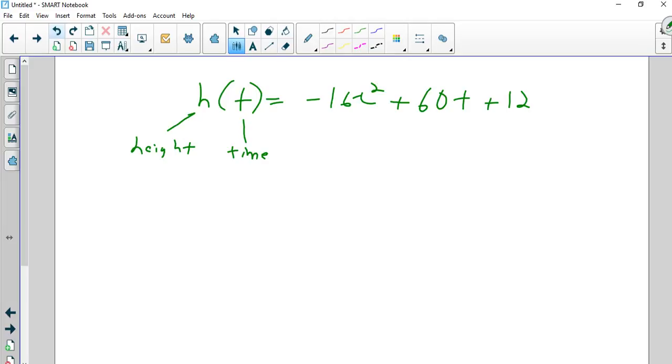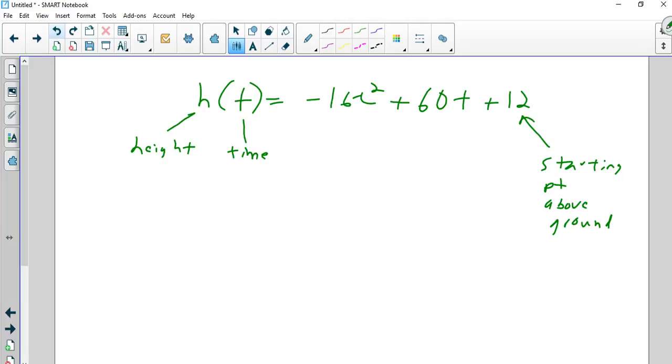Okay, this number here tells you the starting point above ground. So you can tell that this means I'm throwing something from 12 feet above the ground. I could be standing on a chair and I'm throwing something in the air. It could be someone who's 8 feet tall with their arm up in the air. It's 12 feet. That'd be a really tall person, but whatever.